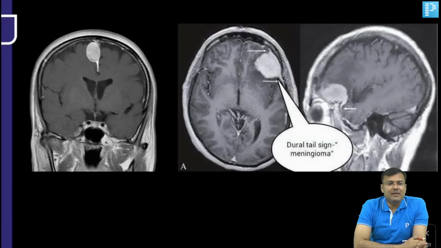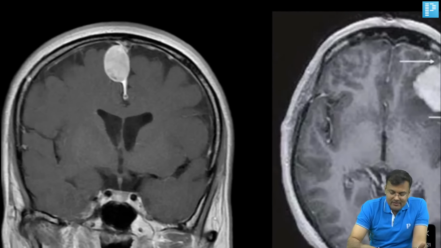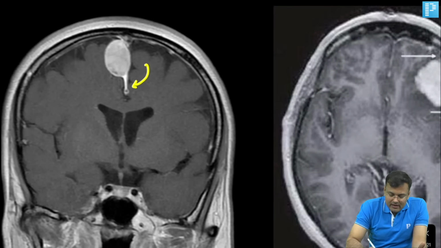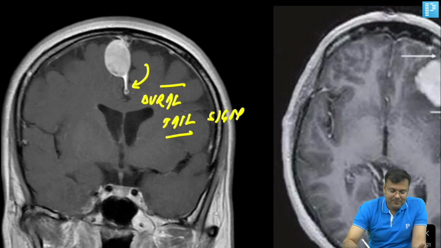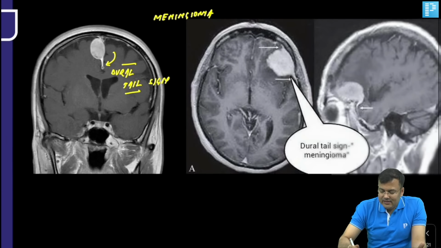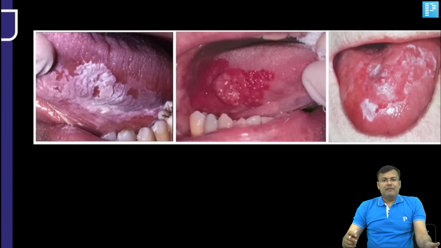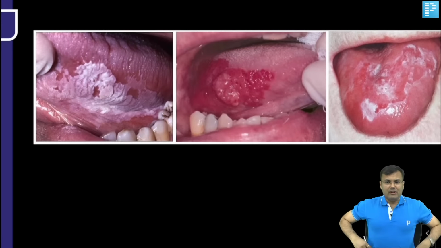See this one and tell me, easiest question, you can see the tail. So, guys, you can see the tail. This is arising from the dural tail, and all of you know that this dural tail sign is seen in meningioma. So this is meningioma, you can see here, this is dural tail sign seen in meningioma, clear? Now, see the next one. Very easy, we are expecting one question out of these three images, guys.